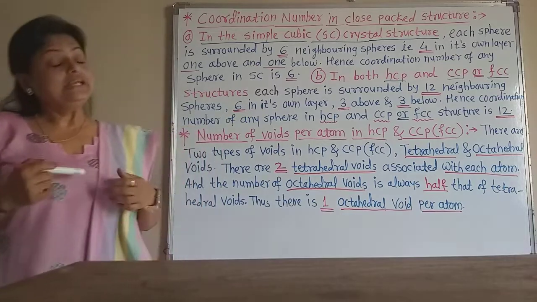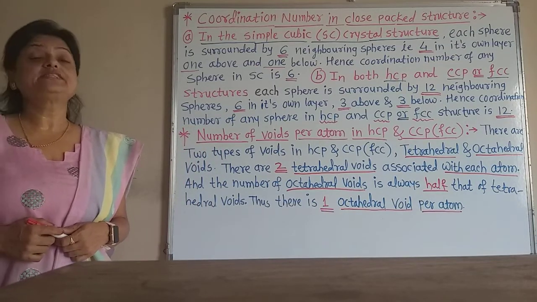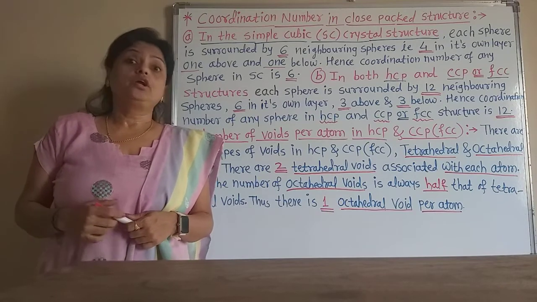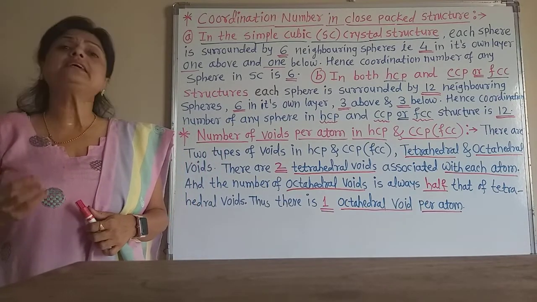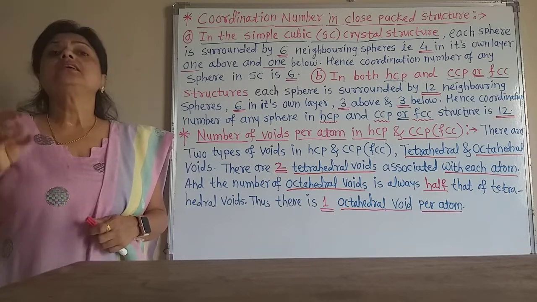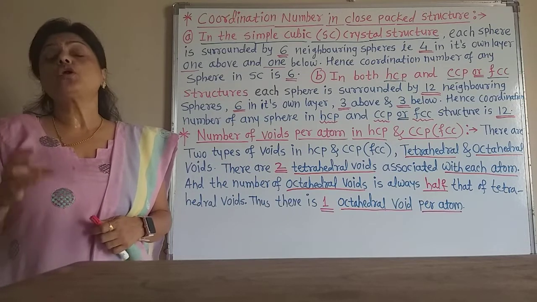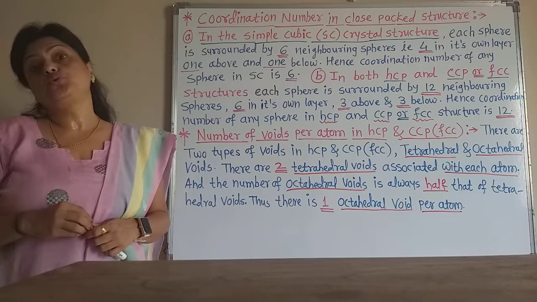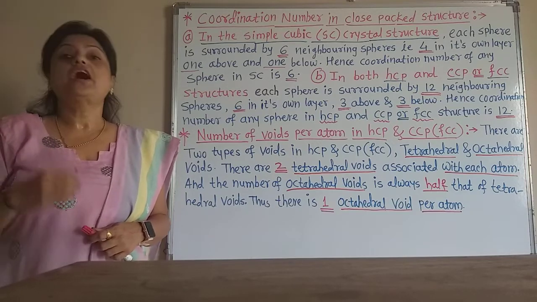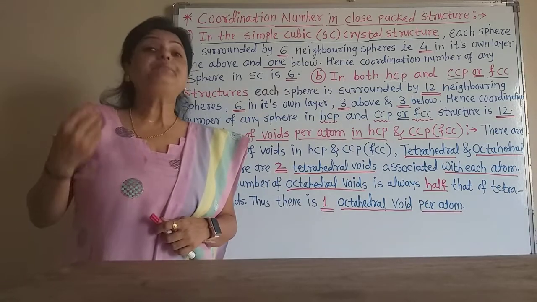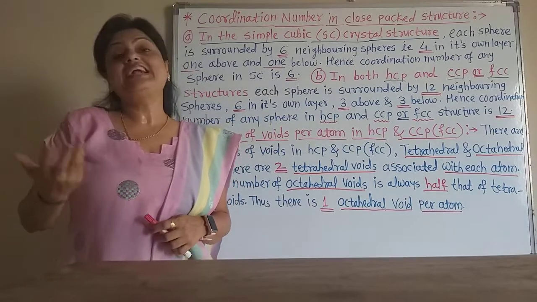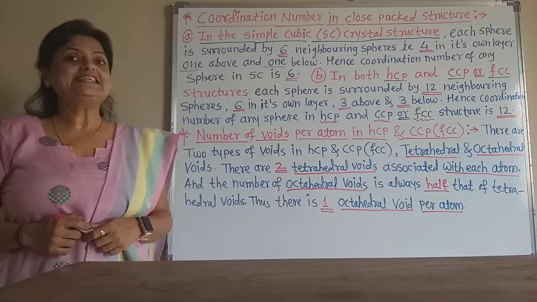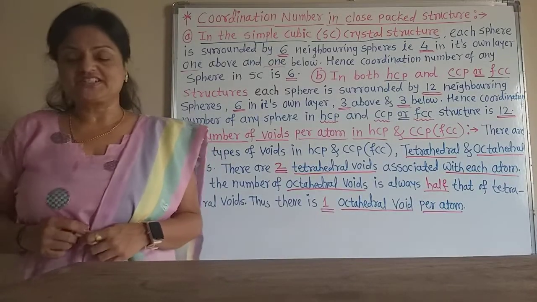Now let us learn the main topic, that is the packaging efficiency of the cubic close packed structure. This packaging efficiency determines whether the structure is more compact, whether the spheres are closer to each other or not, and how much empty space is present in that crystal lattice. Now let us learn the packaging efficiency in the close packed structures.